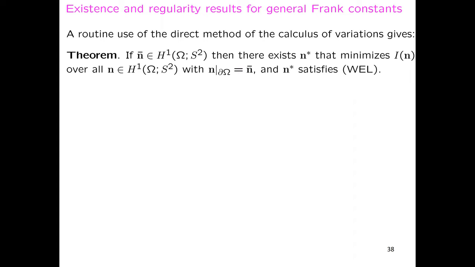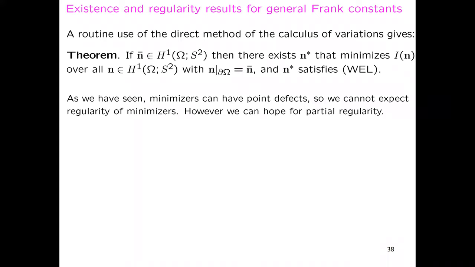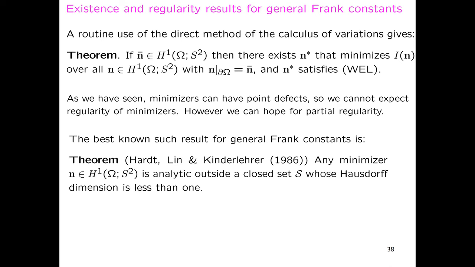And the weak form of the Euler-Lagrange equation is easy to get as well. Now, we've seen, however, that minimizers can have point defects, because a hedgehog has a point defect. So you can't expect regularity of minimizers, but you could hope for partial regularity. And the best known result is this one: any minimizer is analytic outside a closed set S whose Hausdorff dimension is strictly less than one.